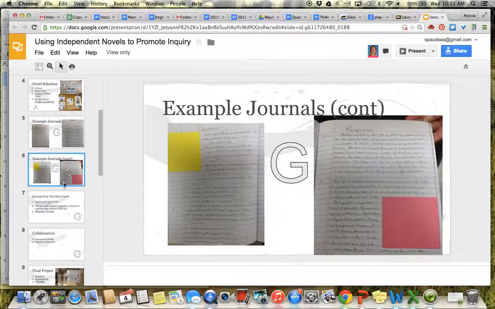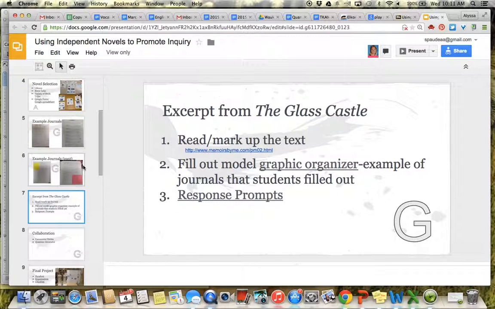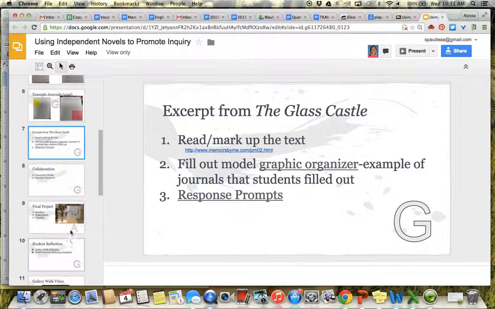The prompt changed. Here's an excerpt from The Glass Castle if you want to try this on your own. There is a link down there to click on to get to the excerpt. We also created a graphic organizer that you could use. It's a sample journal. All students filled out a journal, but to save time, we created the graphic organizer for the presentation. This could also be used in your classroom as well. And then we have a list of some response prompts that we used for students to respond to in their journals.